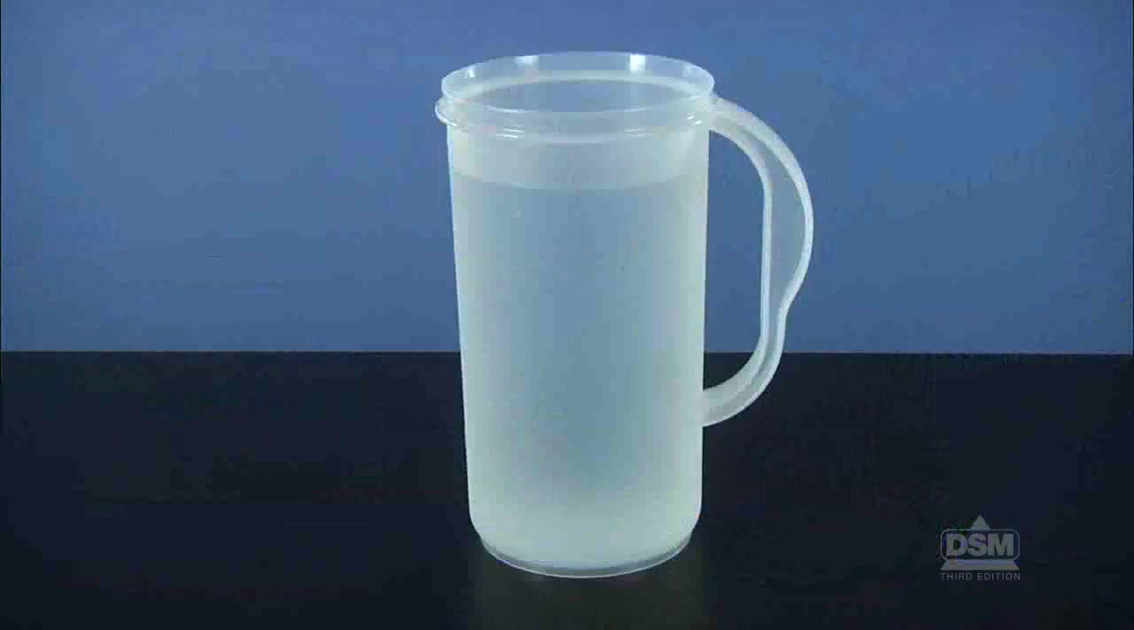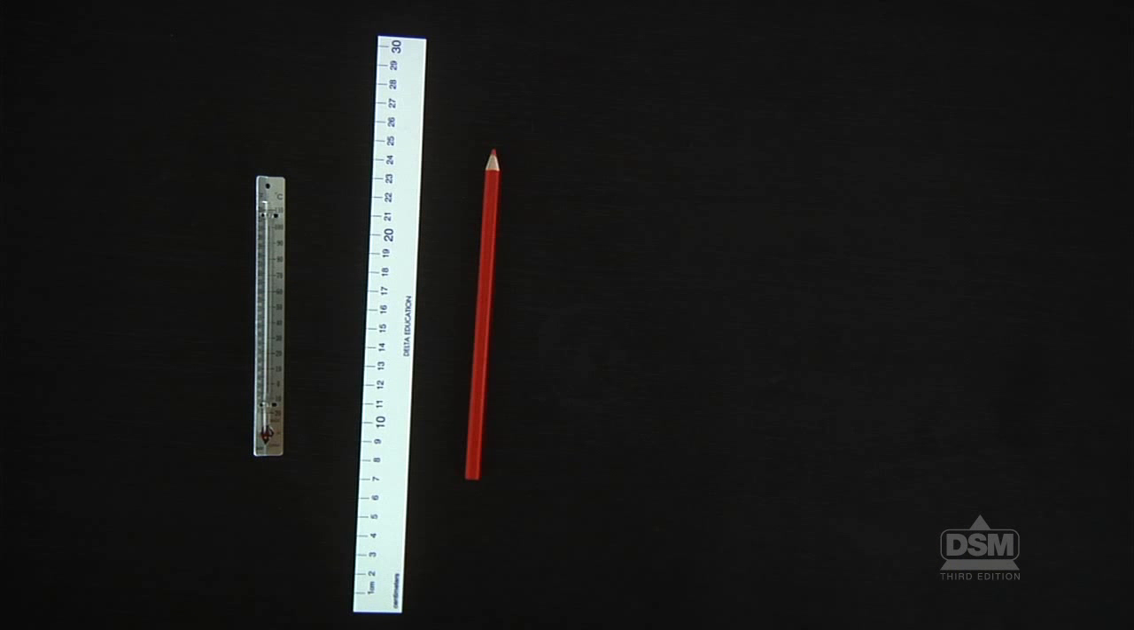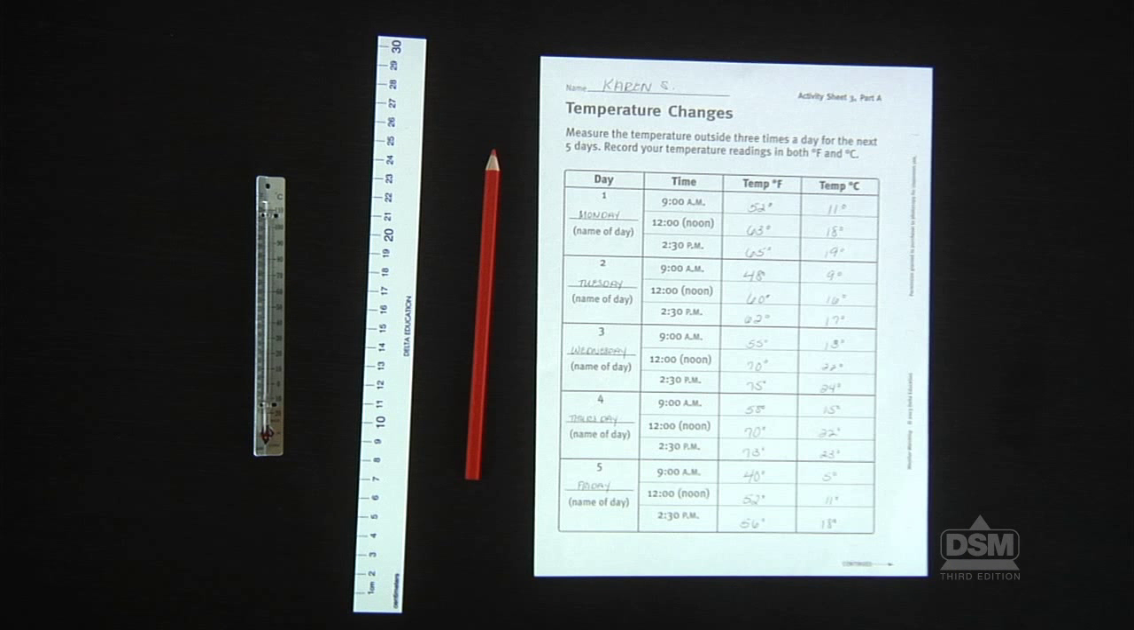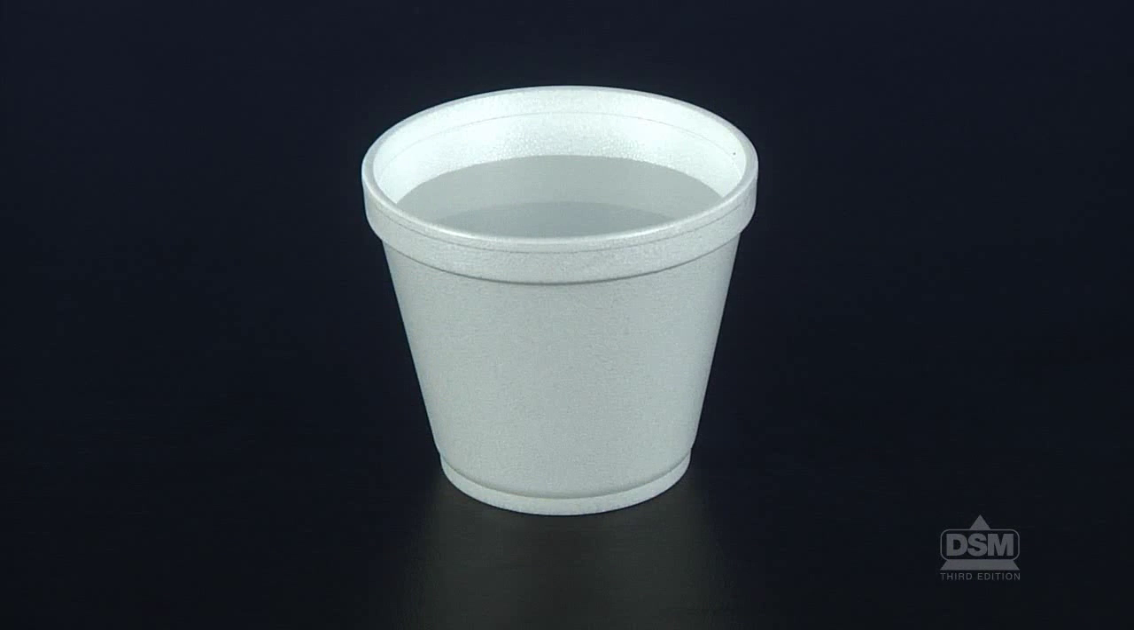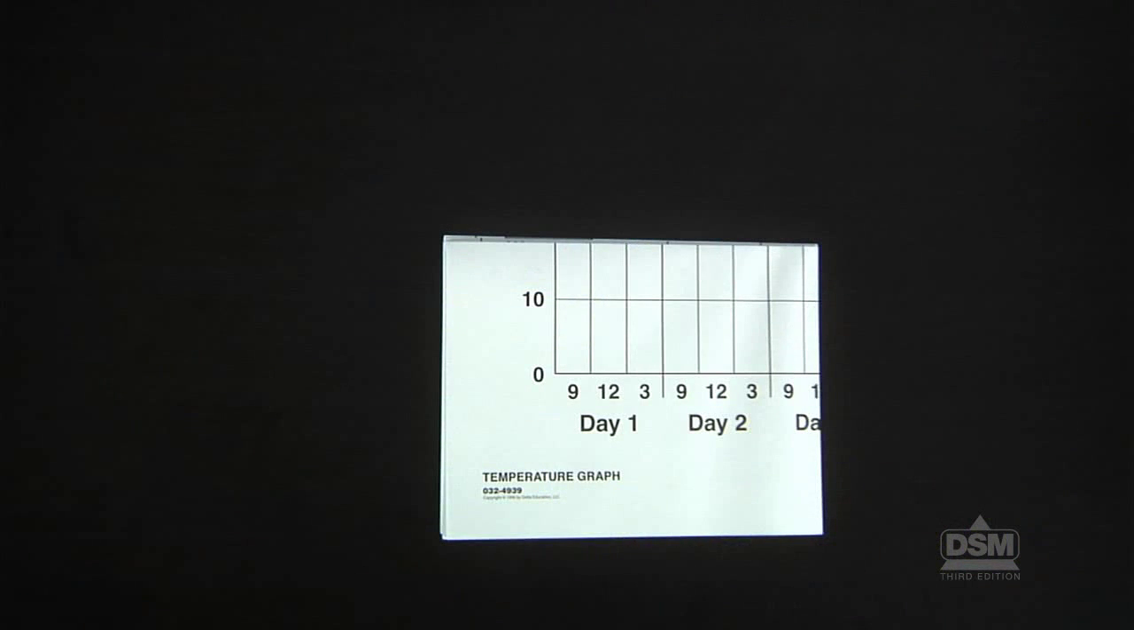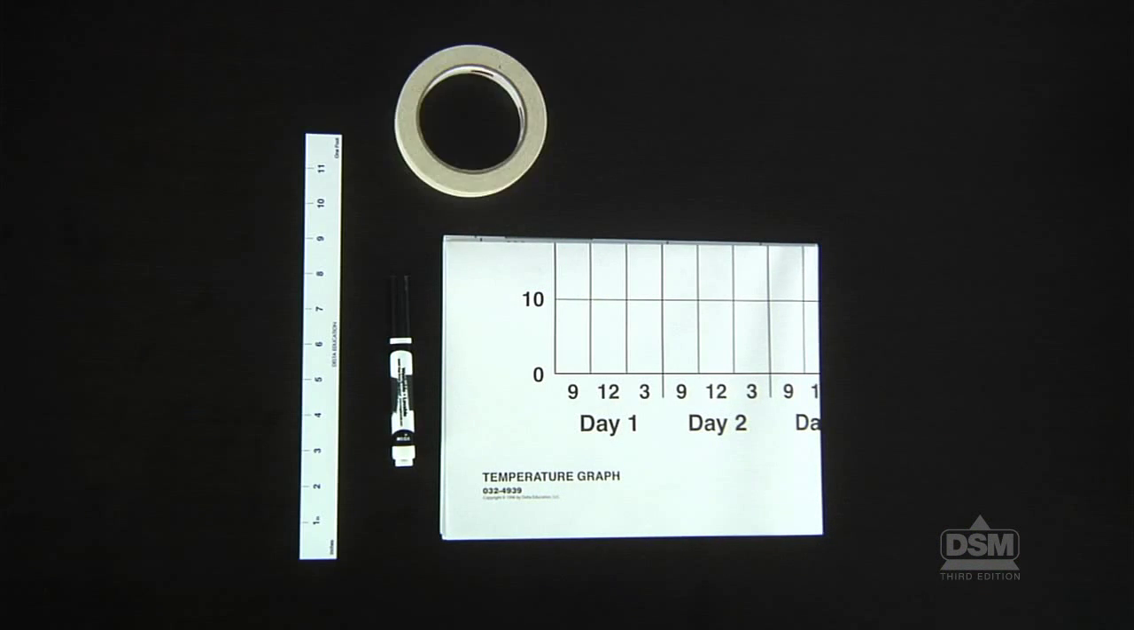Next, fill a 2-liter container with tap water and let it sit out long enough to achieve room temperature. Each student will need a thermometer, a ruler, a red pencil, and his or her completed activity sheet from Session 1, and each team of 2 will need a foam cup filled with room temperature water. For Session 2, you will need the temperature graph chart, a black marker, a ruler, and some tape.